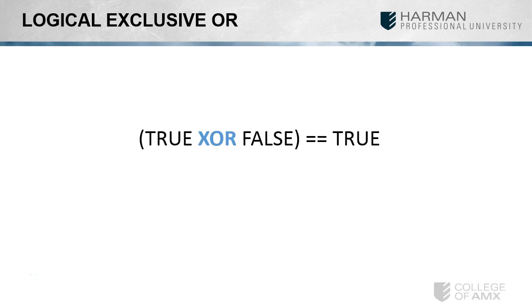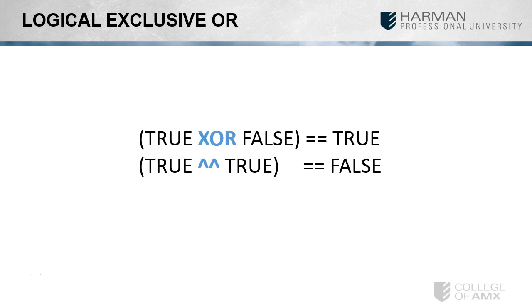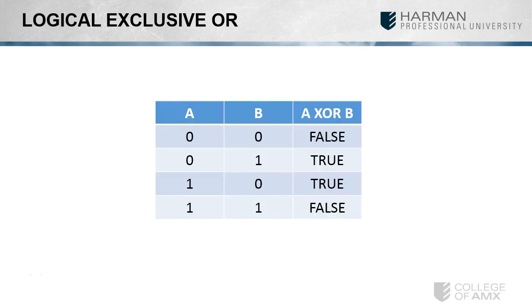With the exclusive OR function, only one of the statements needs to be true in order for the result to be true. If more than one statement is true, then the result is false. The symbols that are used to represent the exclusive OR function is the word XOR, or two caret symbols. As can be seen in this table, if both statements are true or false, then the result is false. If only one of the statements is true, then the whole function evaluation is true.